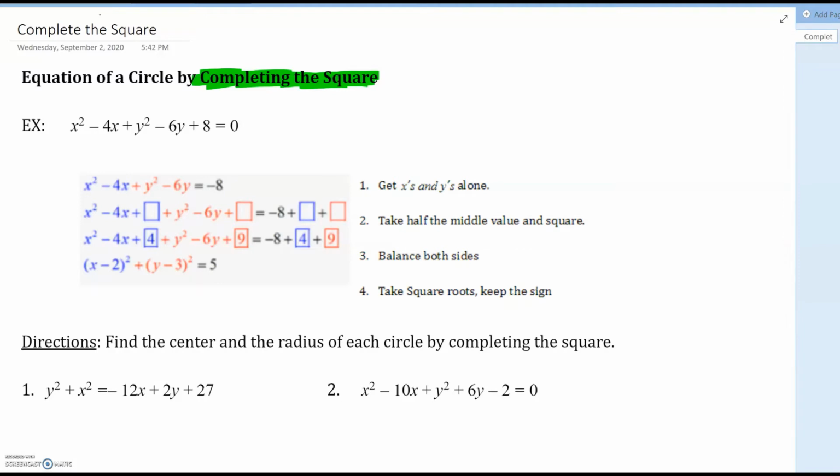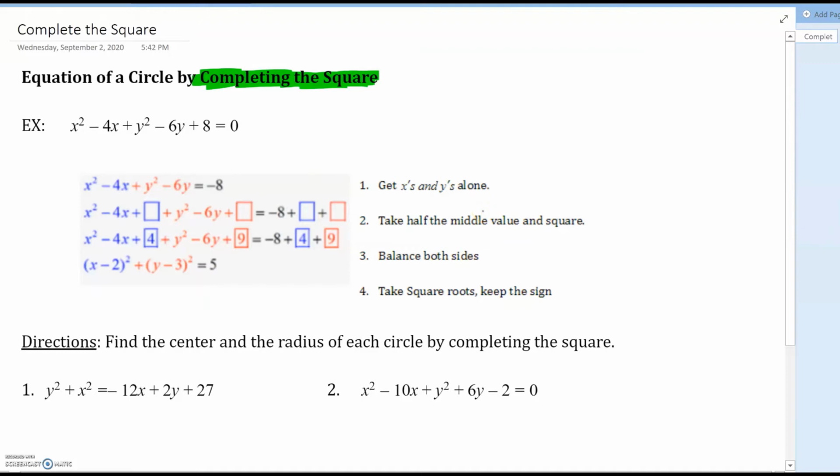When it's something like this, x squared minus 4, I have no idea where the center is. I have no idea what the radius is. So I'm going to have to do a little bit of manipulating to get to where I want to go. Okay. There's a process here that involves some factoring. Step one over here is get the x's and y's alone on one side.